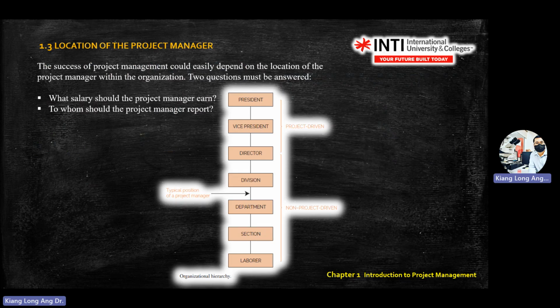Okay. So this one, it asks you where the project manager sits in the organization chart. The president, vice president, director, division, department, section, labor. Project management is from the middle between division and department. You will insert one project manager inside here. Okay, so later we'll look at what the project driven and non-project driven definition is.